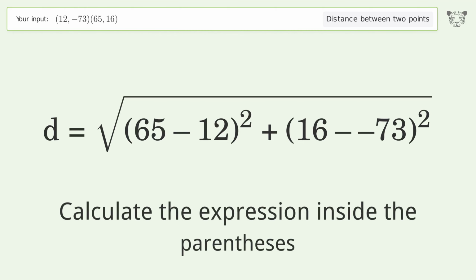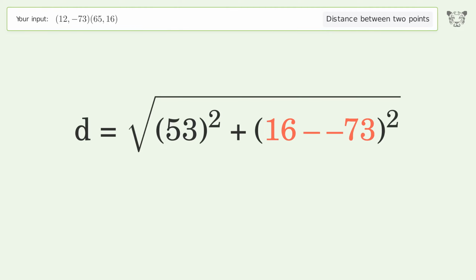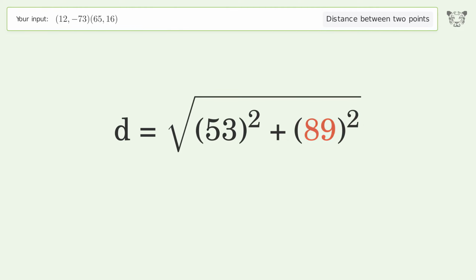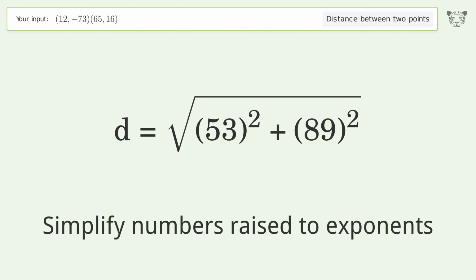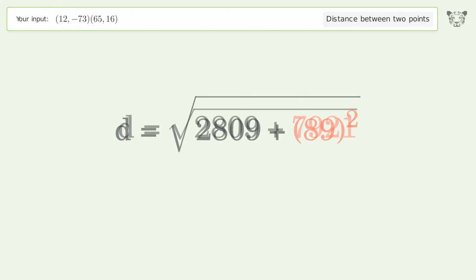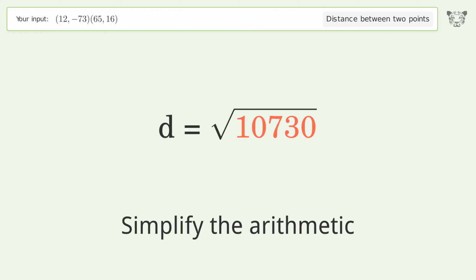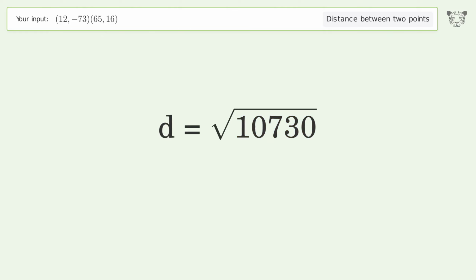Calculate the expression inside the parentheses. Simplify numbers raised to exponents. Simplify the arithmetic. And so the distance between the 2 points is the square root of 10,730, or 103.586.